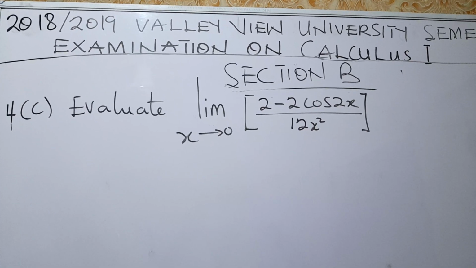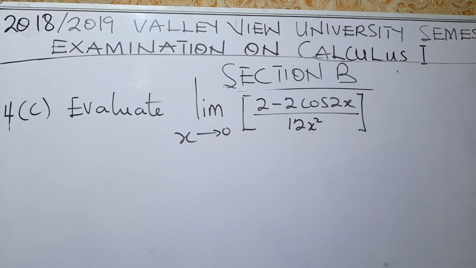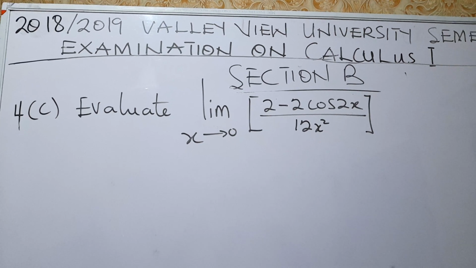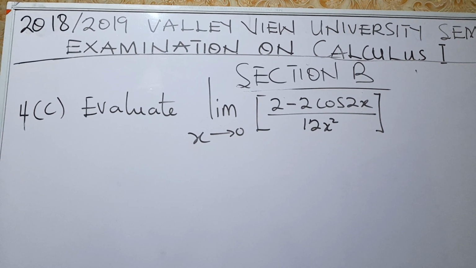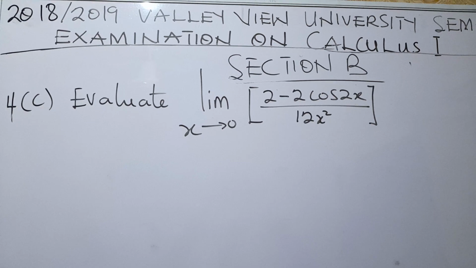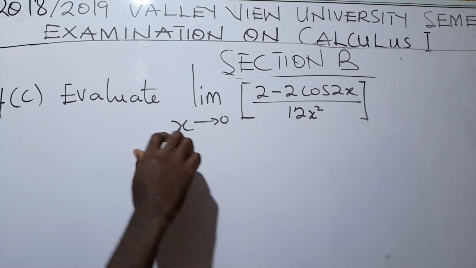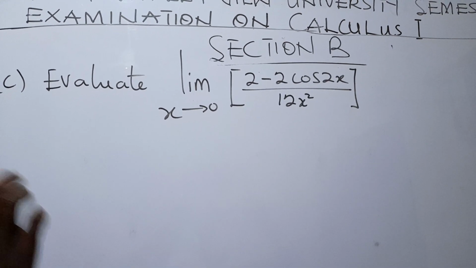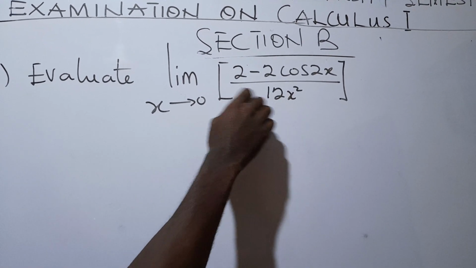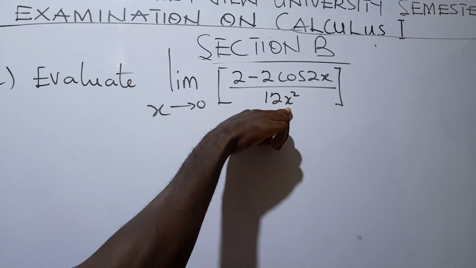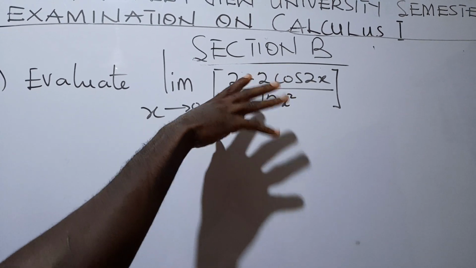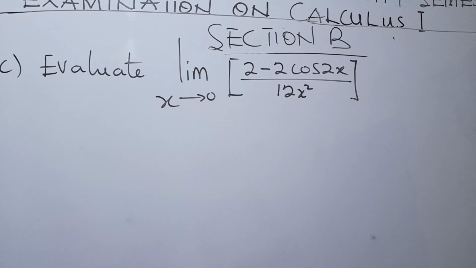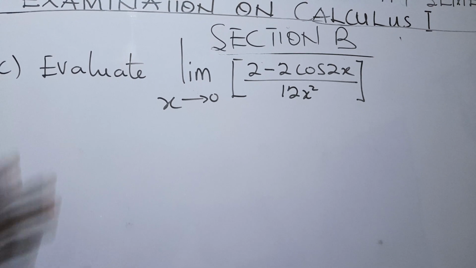So the C aspect of question 4, which is worth 6 marks. We should evaluate the limit where x approaches 0 of 2 minus 2 cos 2x all over 12x squared. In a limit, when they ask you to evaluate a limit where x approaches 0, you just substitute 0 in place of x. However, when you realize that when you substitute 0 in place of x, the denominator will be 0, making the function undefined, then you can't just substitute like that. You need to use what is known as L'Hopital to solve that.